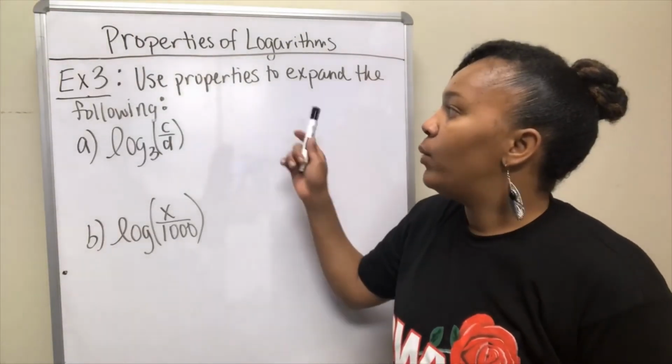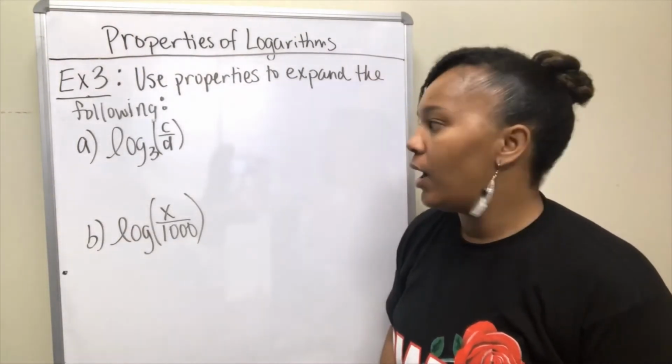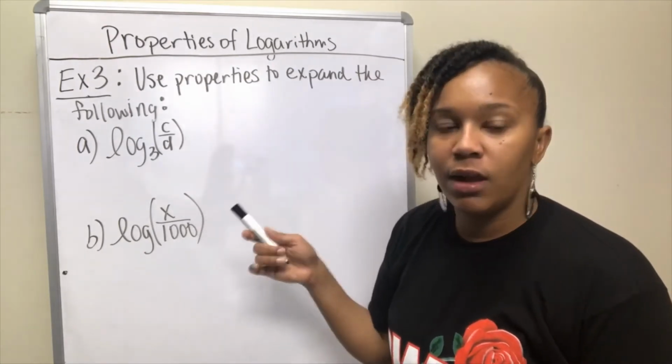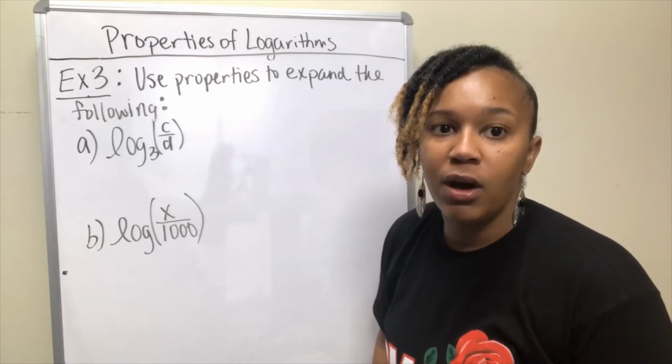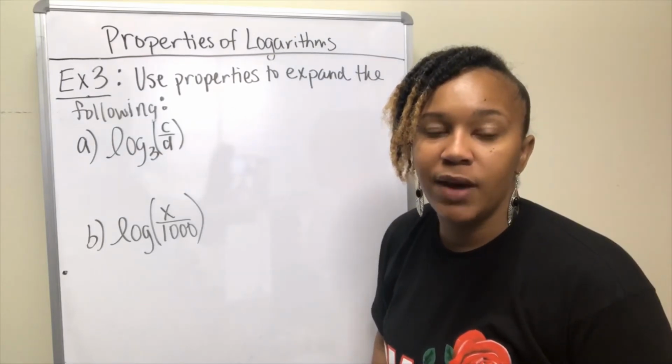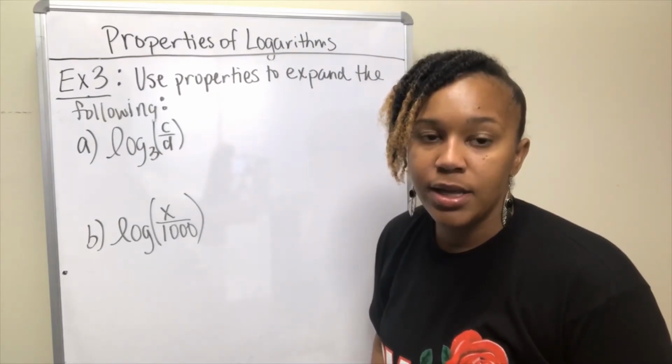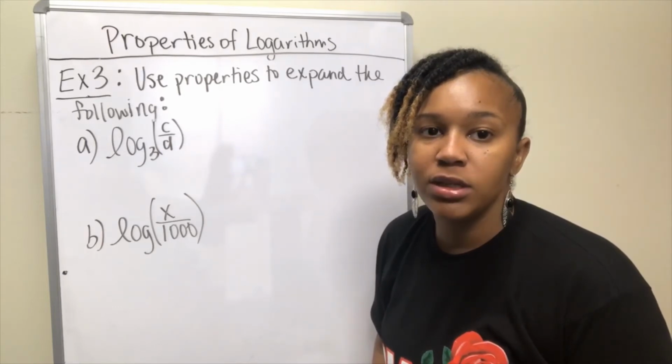In this example, we also want to use properties to expand the following. So for part A, we have log base 3 of c divided by d. Which of the properties involves taking the log of two things being divided? If you look back at the 7 properties, see which one it is.